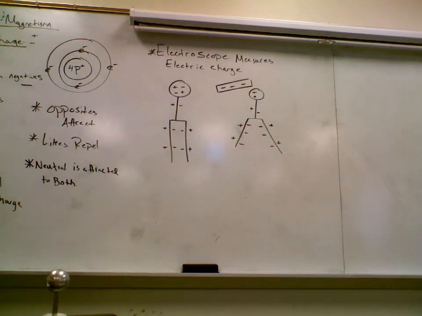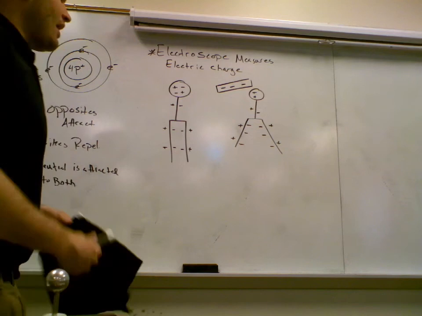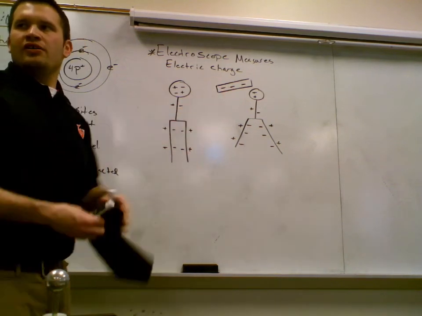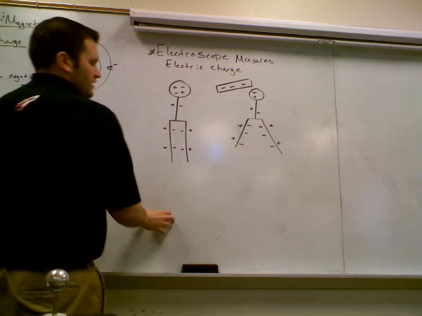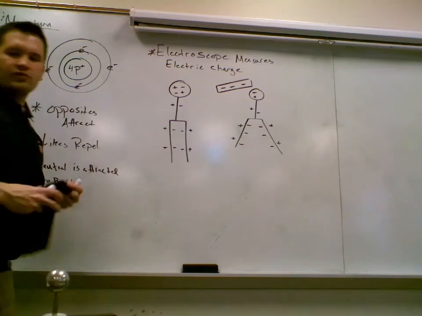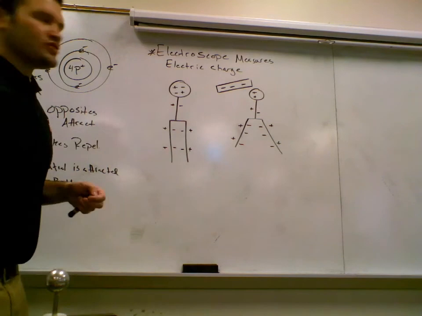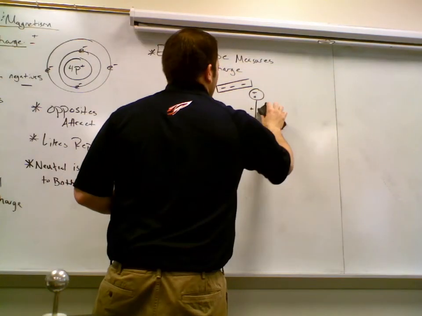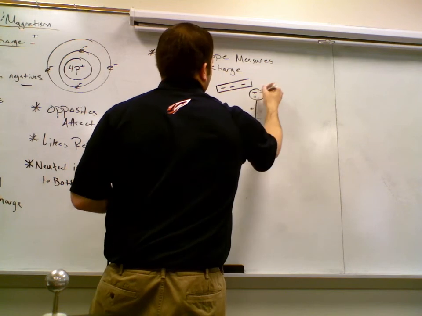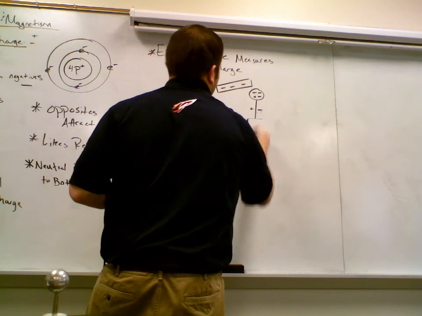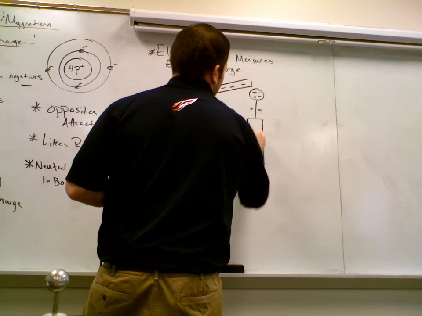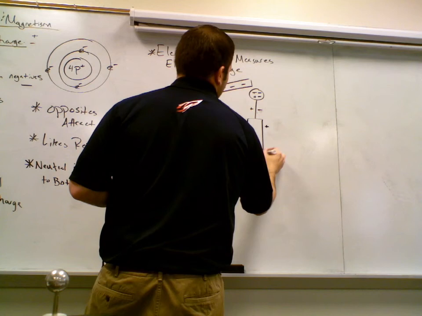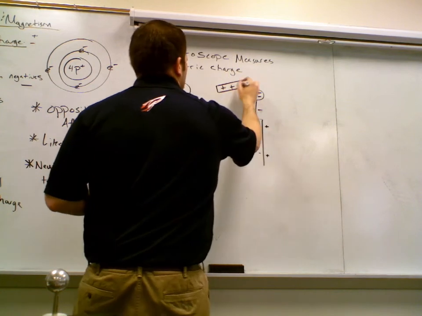Now, if I take that rod away, in your notes, don't erase this. Maybe draw another electroscope and then draw another picture. If instead of using a negative rod, we use a positive rod. So here's the neutral starting. Instead we bring a positive rod.